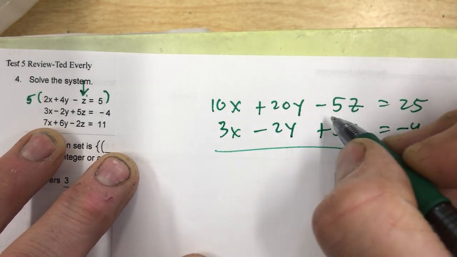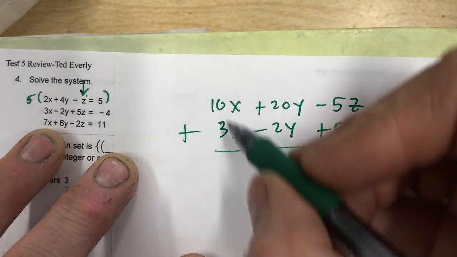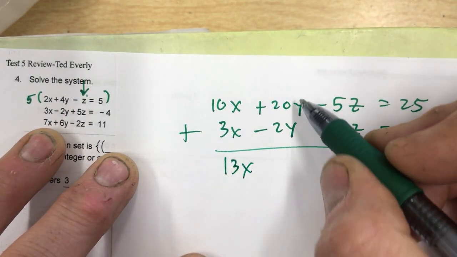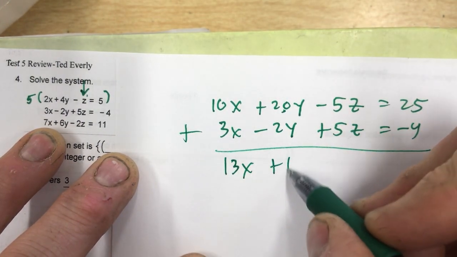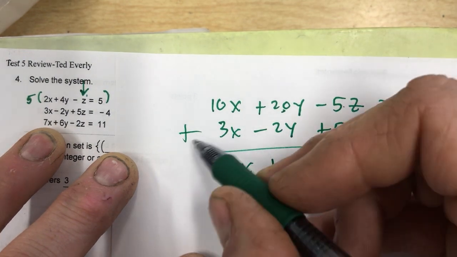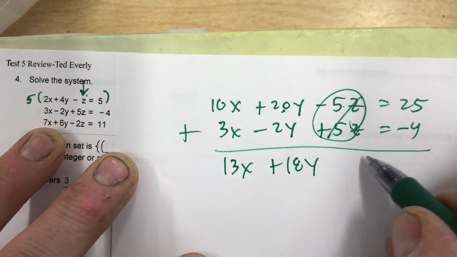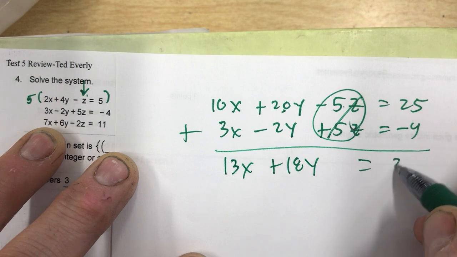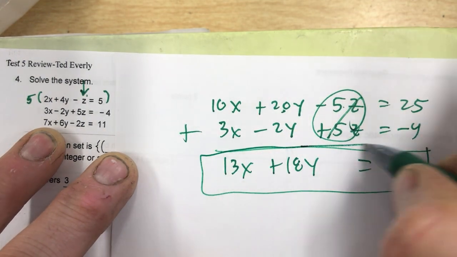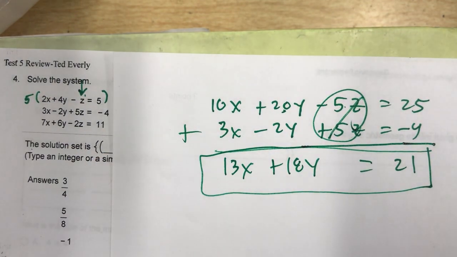And then look here, these are opposites, so I just add them. So 10 plus 3 is 13x. 20 plus negative 2 would be 18y. Negative 5 plus positive 5 eliminates. And then 25 plus negative 4 is 21. And there you go. There's an equation with just x and y.